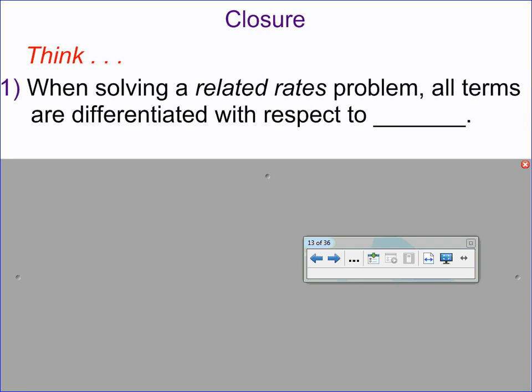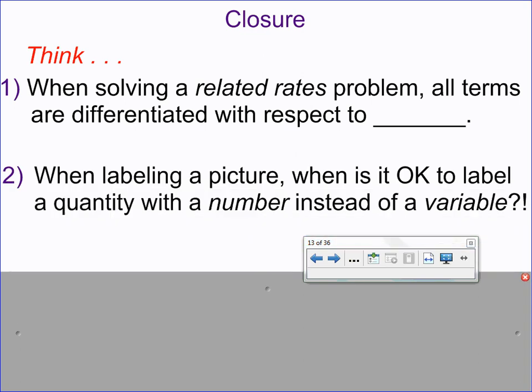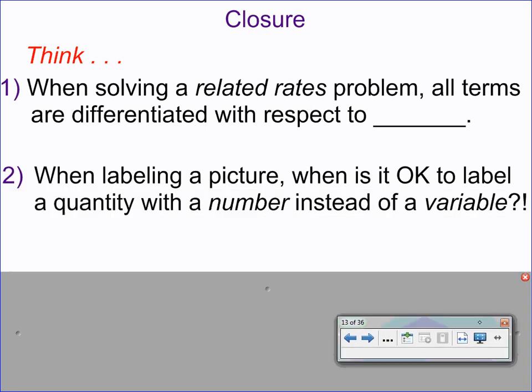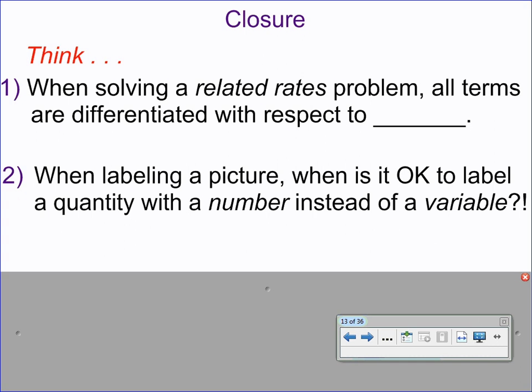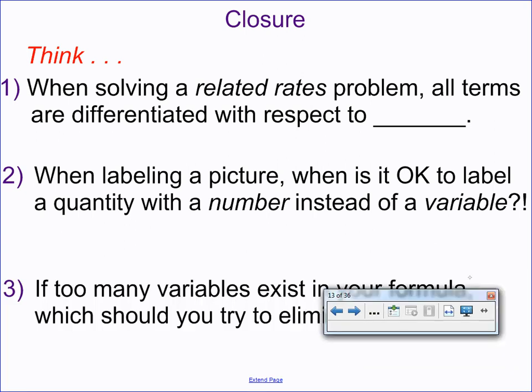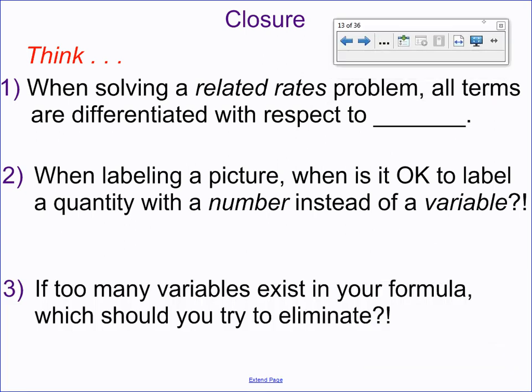Awesome work, you guys. All right, so let's go ahead and put it together. Let's summarize our learning for the day in closure. When solving a related rates problem, all terms are differentiated with respect to... When labeling a picture, when is it okay to label a quantity with a number instead of a variable? And then if too many variables exist in my formula, which should you try to eliminate? These are all great questions for our related rate strategy. I'm looking for a written response on each of your papers, and please be ready to share on the whiteboard.